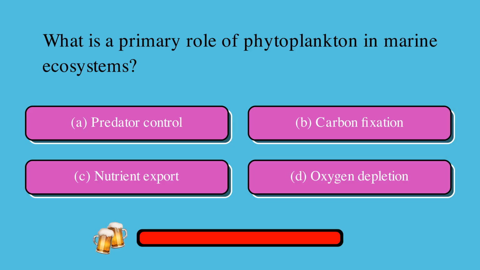What is a primary role of phytoplankton in marine ecosystems? Is it A, predator control, B, carbon fixation, C, nutrient export, or D, oxygen depletion? The correct answer is B, carbon fixation.